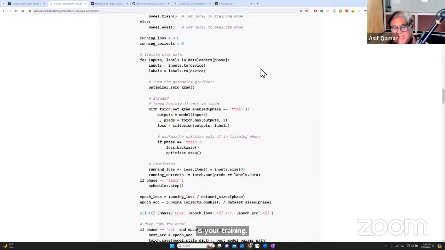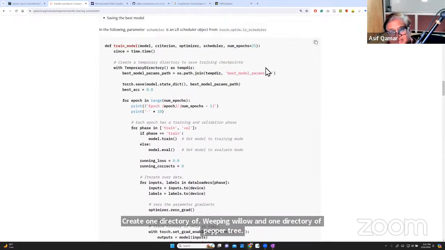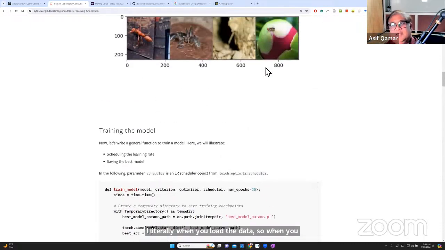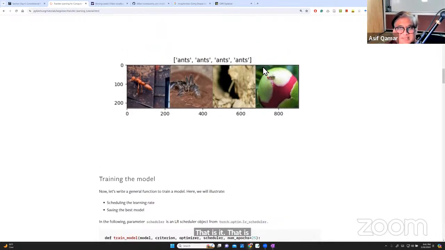So guys, any questions? When you take the pictures of these images, how do you make that table of image and label? Are you supposed to do the labels also? Yeah, you have to. The simplest way is to create one directory of weeping willow and one directory of pepper tree. When you load the data, remember which directory it came from. That is its label, the same label for all. That's a very common convention people follow. Just the directory.